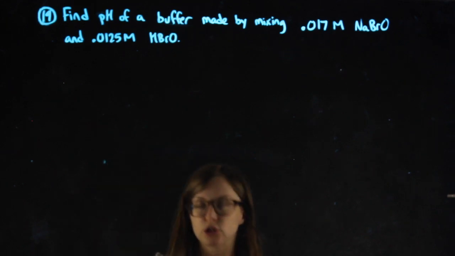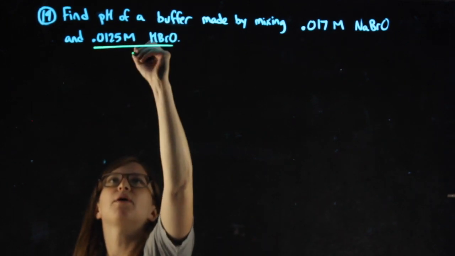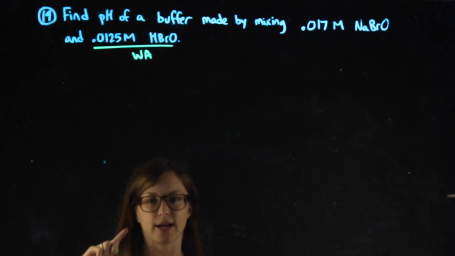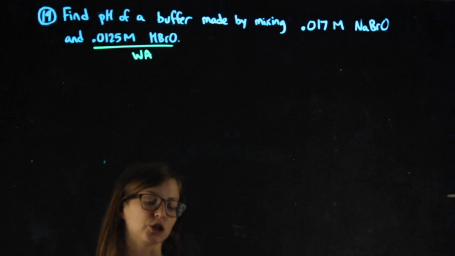HBrO starts with an H. This is my weak acid. I don't need to dissociate it to go looking for anything because I have a weak acid. Now I'm just looking for its conjugate weak base.